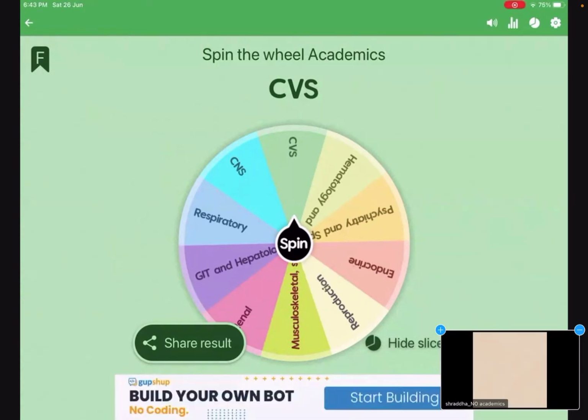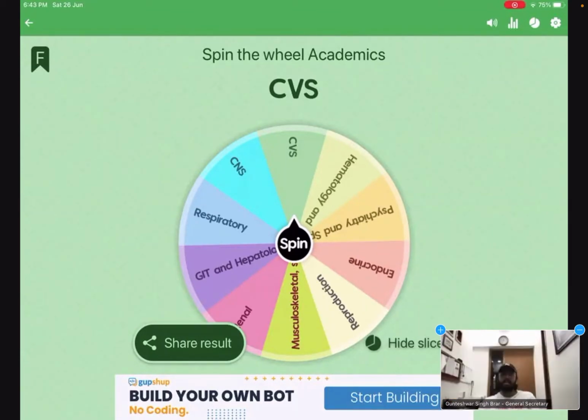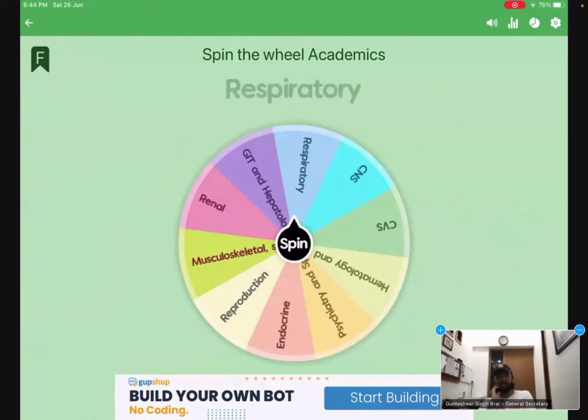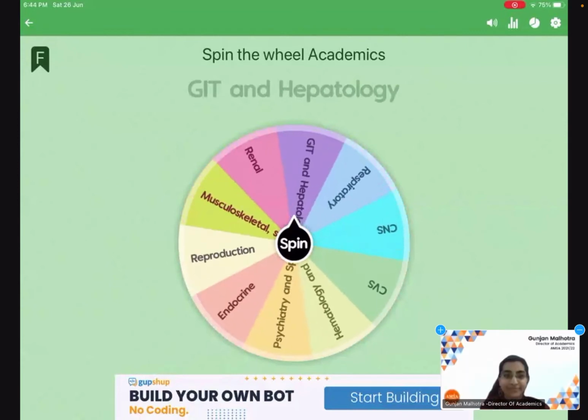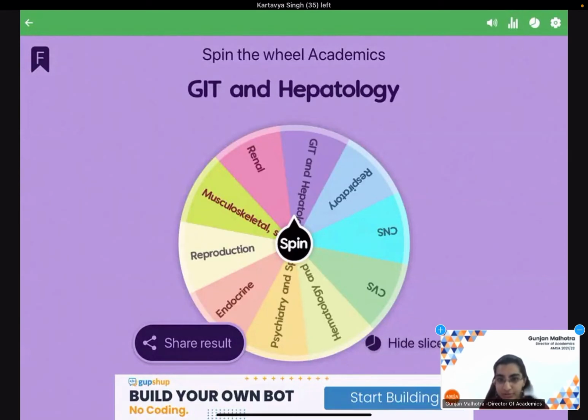Next, we have Gunteshwar. Okay, can we have you on screen, Gunteshwar, our General Secretary? Stop there. It stopped there. Yeah. Okay, let's see what we have for you in store.